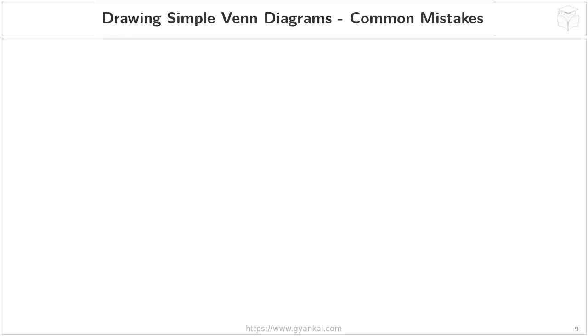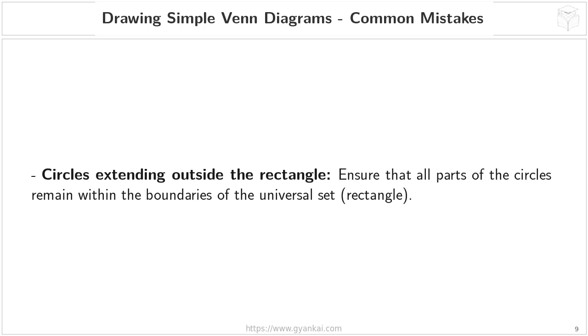Drawing simple Venn diagrams: common mistakes. Remember from earlier slides, the rectangle represents our universal set, everything we're considering. The circles represent the individual sets within that universe. If any part of a circle goes outside the rectangle, it means you're including elements that aren't part of your overall consideration, which isn't correct. So, double-check that all parts of both circles stay neatly inside the rectangle.